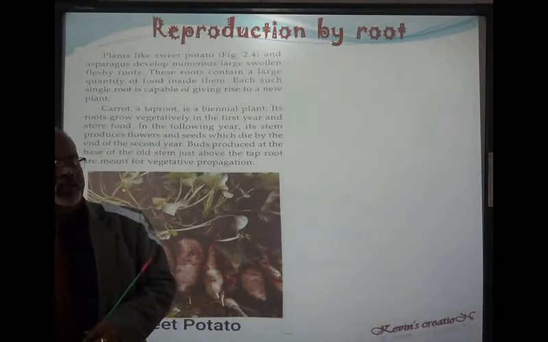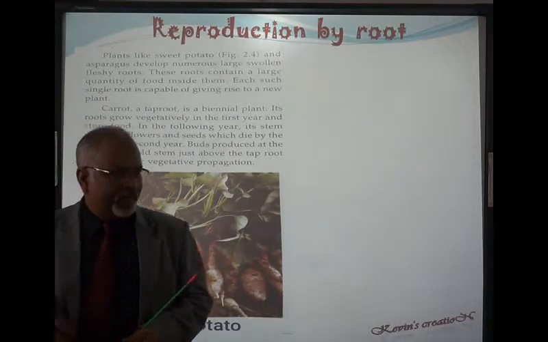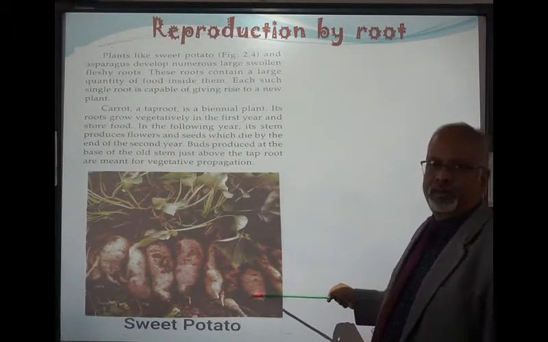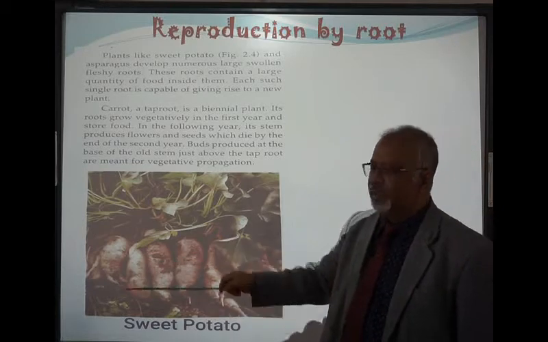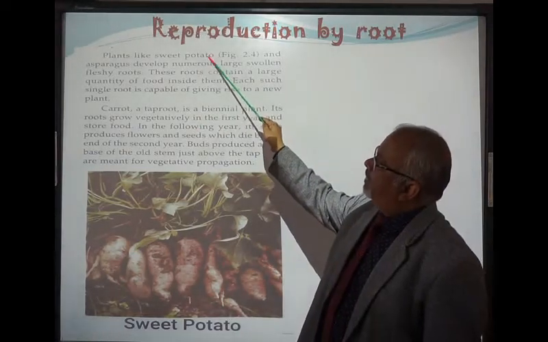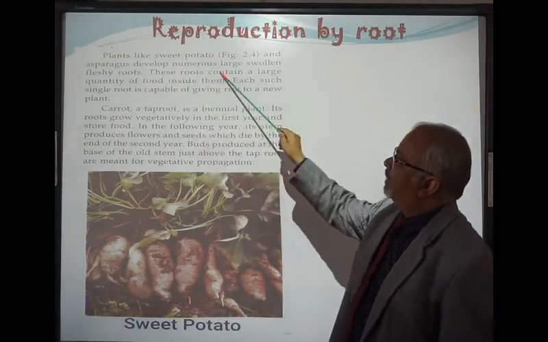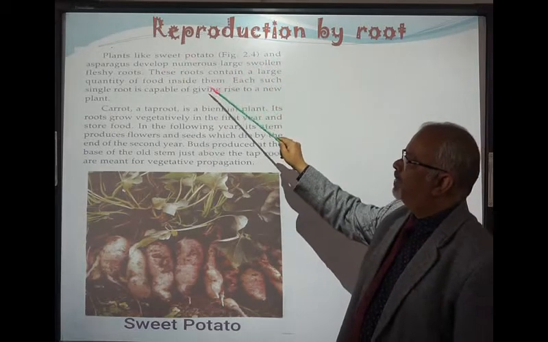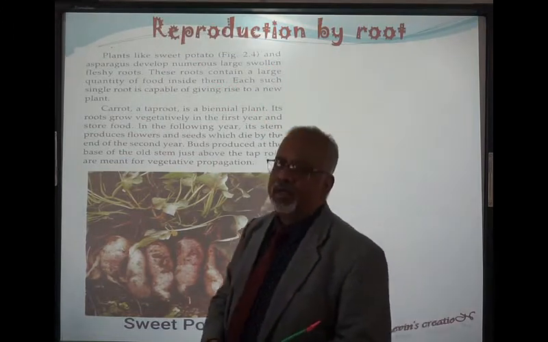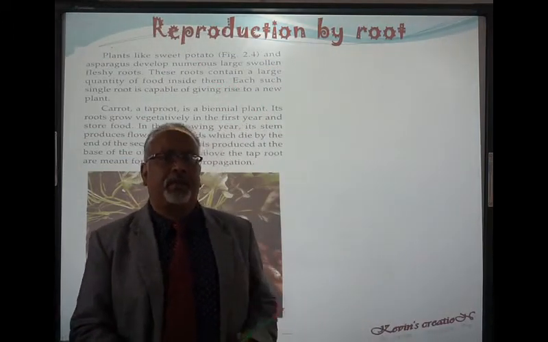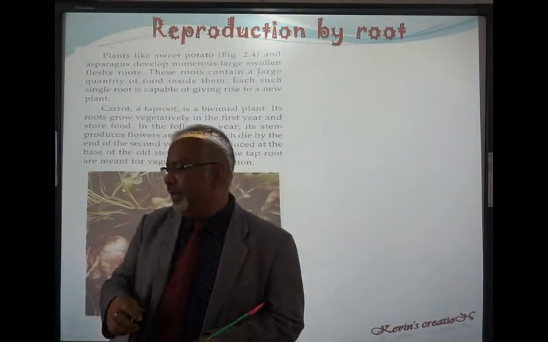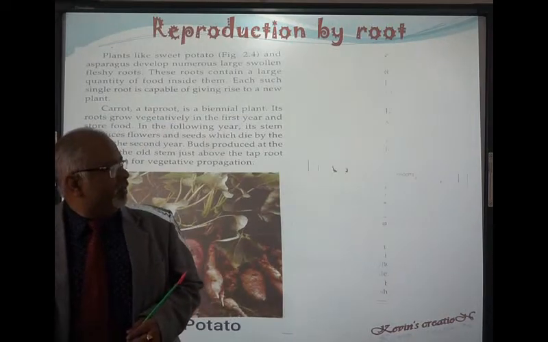Now reproduction by root, this is very, very easy. So here you can see these are the roots of sweet potato. Okay, so there are plenty of roots, and here the food is stored. So sweet potato and asparagus have numerous large swollen fleshy roots. Now each root is capable of giving a new plant. So this is the propagation by the roots. Carrot is also one of the examples of this type of root which gives new plants.